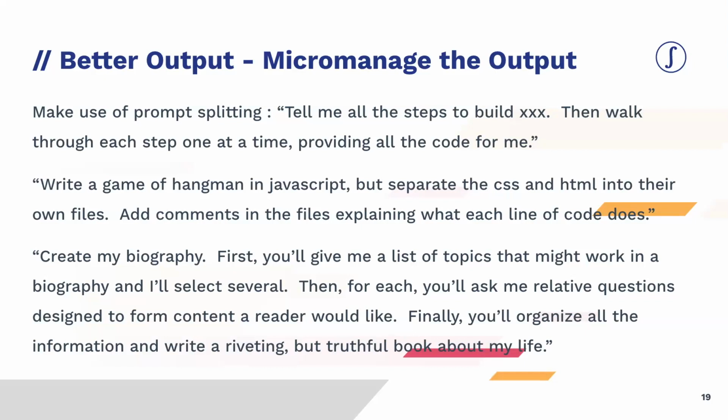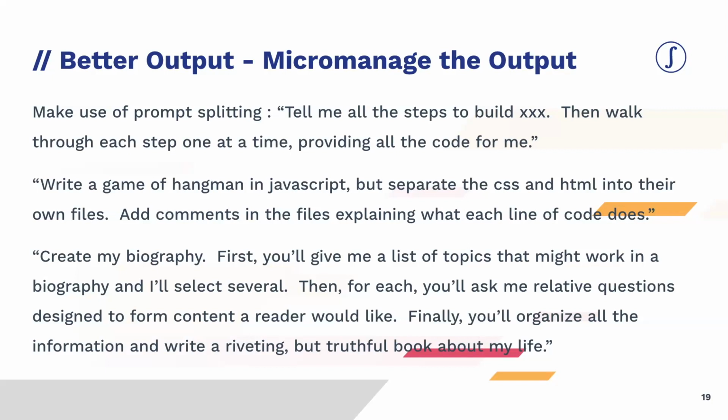One example is prompt splitting. For bigger tasks, I might say, tell me all the steps to build a marketplace website with user login and an admin panel. And then in my prompt, I would say, then walk me through each step one at a time, providing all of the code. It'll give you all the steps, and it'll say, here's what you do in step 1. And then you do it and say, okay, let's proceed to step 2. So this is a way of priming with prompt splitting, where you're telling it to do that.